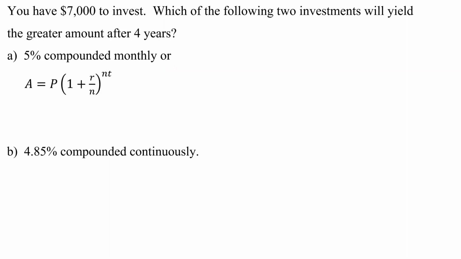Here is the formula we're going to need to use. A equals P times the quantity 1 plus R over N, all raised to the N times T. So in this case, P is the principal, the amount you invest. So that's $7,000.